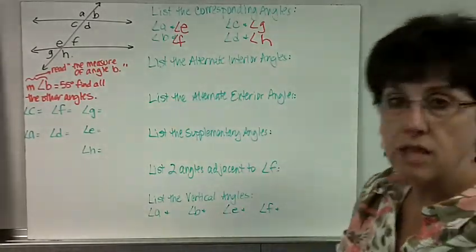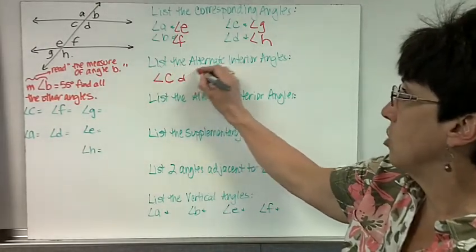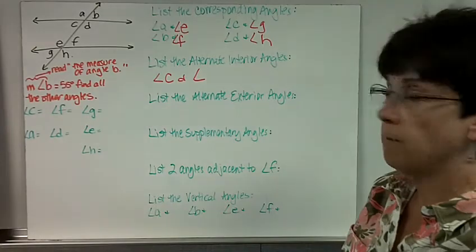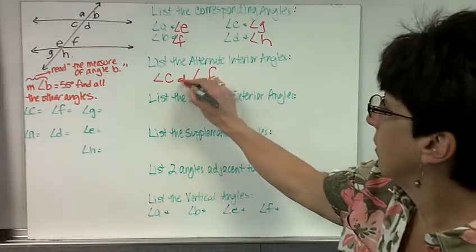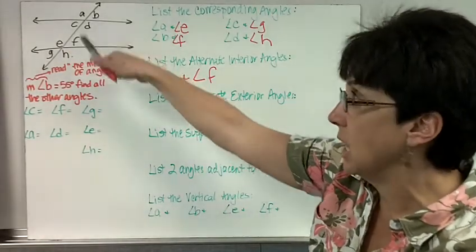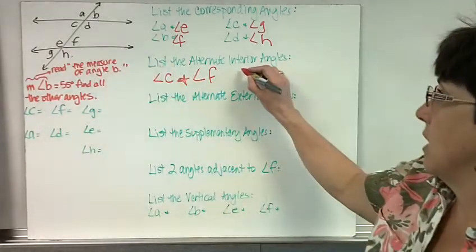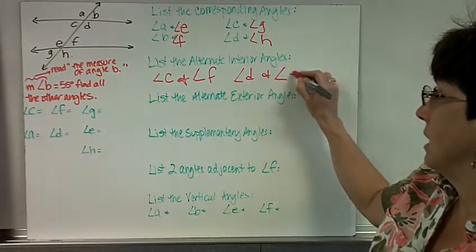Let's now list the alternate interior angles. If I say angle C, you would tell me angle F. Because they're on opposite sides of the line, the transversal, and they're inside of the two parallel lines. And if I say angle D, you would tell me angle E.